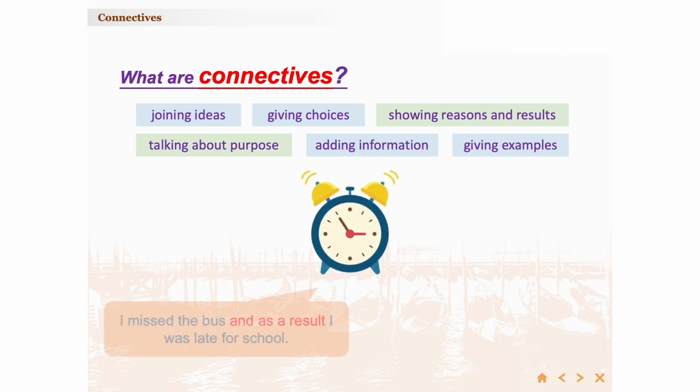Here is an example. I missed the bus, and as a result, I was late for school. The connective "as a result" is used to show the result of the speaker missing the bus. Besides "as a result," we can also use "so," "therefore," and "thus" to introduce results.